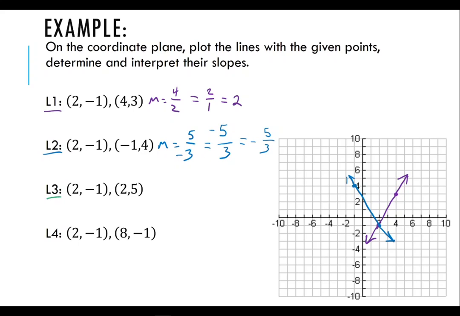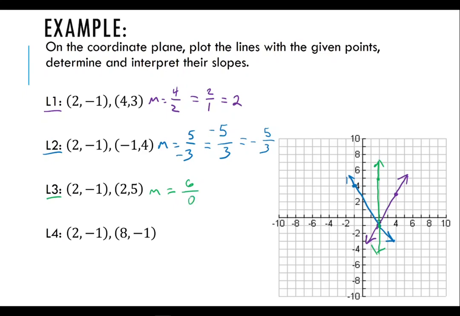It's your choice. Let's try this L3. We start again at 2, negative 1, and then we need to get to the point 2, 5. So 2, 5 is right here. And if I draw that line, it looks like this. So now let's think about our slope. To get from that first point to the second point, I went up a total of 6 tick marks. So that's going to be up 6. How far do I go left or right? We go nowhere. We go 0.